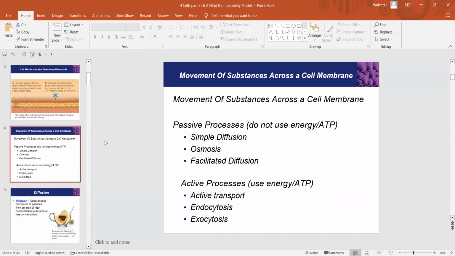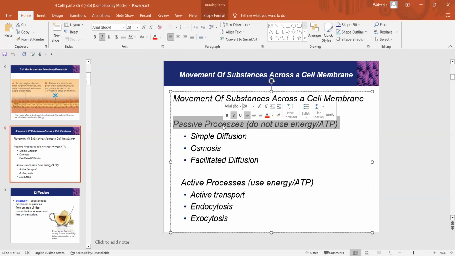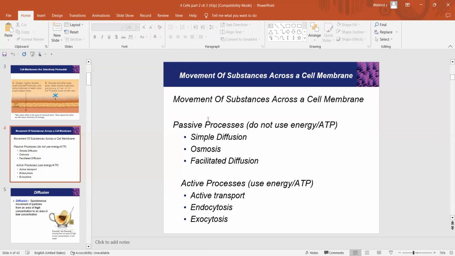Now, if you wanted to cross the membrane, we are going to make it into two categories. The first one is the one that happens without using ATP. You don't have to use energy. And because you don't have to use energy, we call it passive.